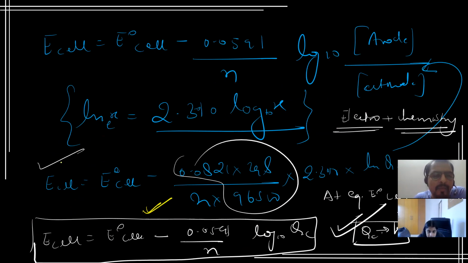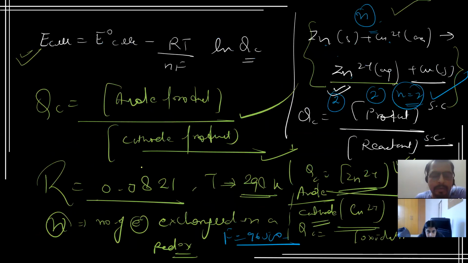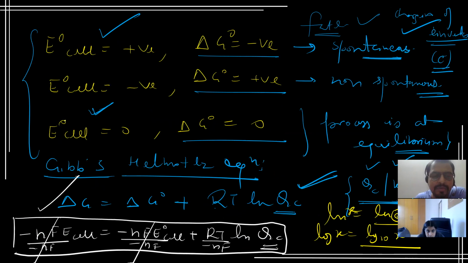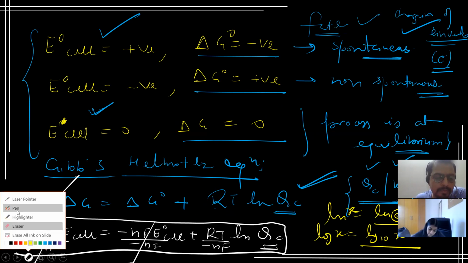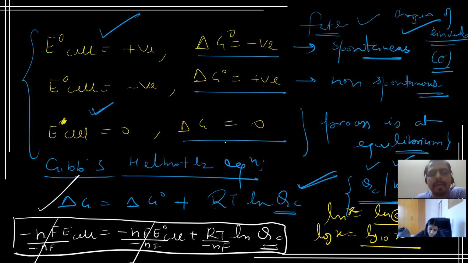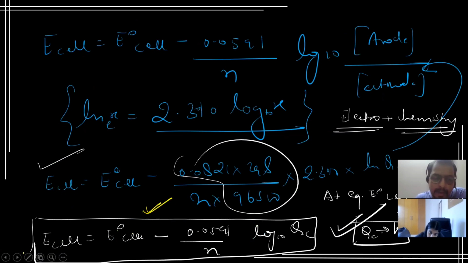So this is the fundamental equation. What I told you earlier: at equilibrium, delta E naught cell is not zero. At equilibrium, E cell is zero and delta G is equal to zero. So when I apply the same concept in this equation, I have to put the value of E cell as zero. So overall it comes out to be E naught cell minus 0.0591 upon n into log Kc. When you solve this, you will get a very simple equation.